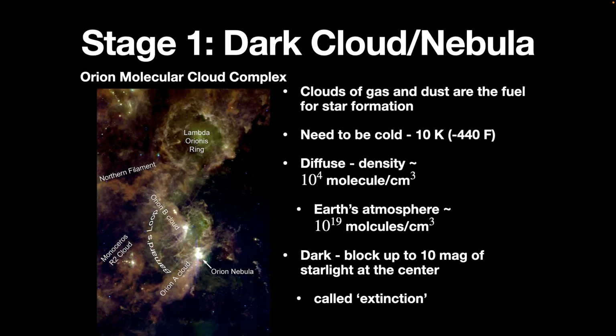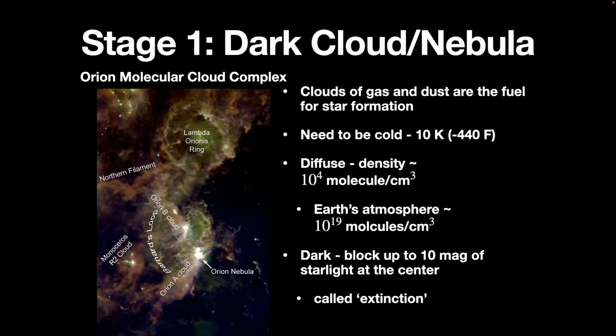Just having the gas and dust is not enough, though. These clouds need to be pretty cold, about 10 Kelvin, which is about a negative 440 degrees Fahrenheit. The clouds are also pretty diffuse if we're just talking about our daily lives, right? The typical density is about maybe 10^4 molecules per cubic centimeter. Earth's atmosphere, just for reference, is about 10^19 molecules per cubic centimeter, so much more diffuse than the atmosphere of the Earth.